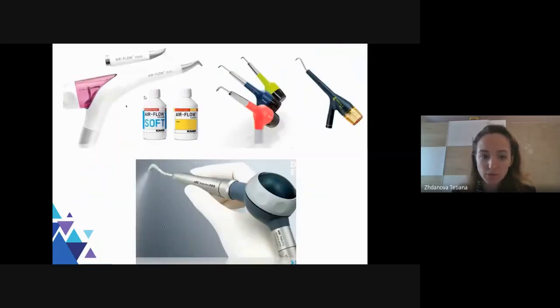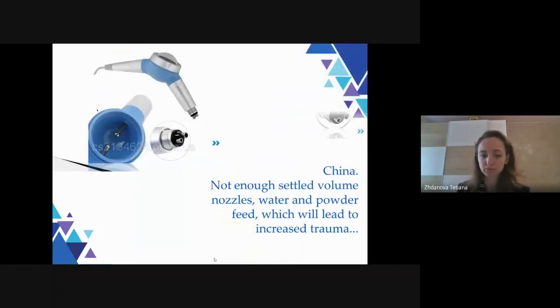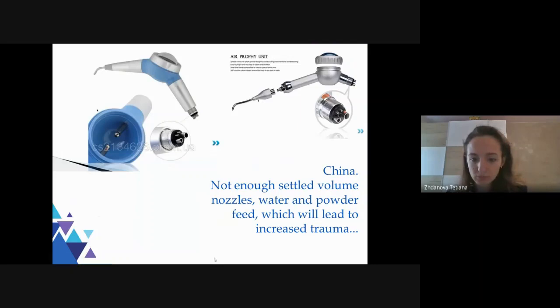And types of the flow. This sodium carbonate is very abrasive, and different types of Airflow, different companies. So China's are not enough settled volume nozzles, water and powder feeds, which will lead to increased trauma. And the Air Profi unit. It's very simple.